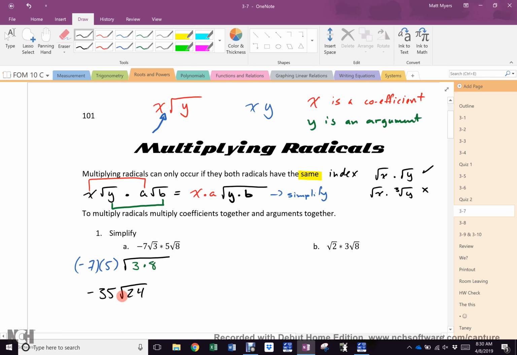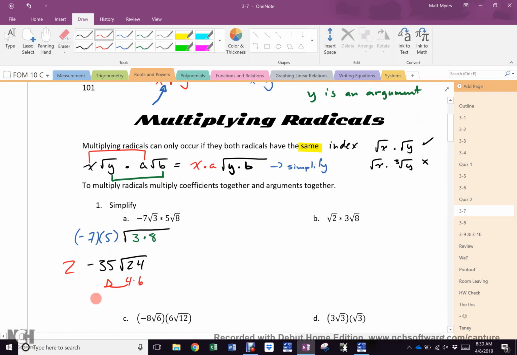Can I simplify the root of 24? Can I? I can do 4 and 6. Why did I choose 4 and 6 instead of 8 and 3? Because 4's got a perfect square, right? Out comes what? 2. What's 2 times negative 35? Negative 70 root, and what did I leave under there? The 6. And we're done. Everybody cool? It's pretty easy, right?